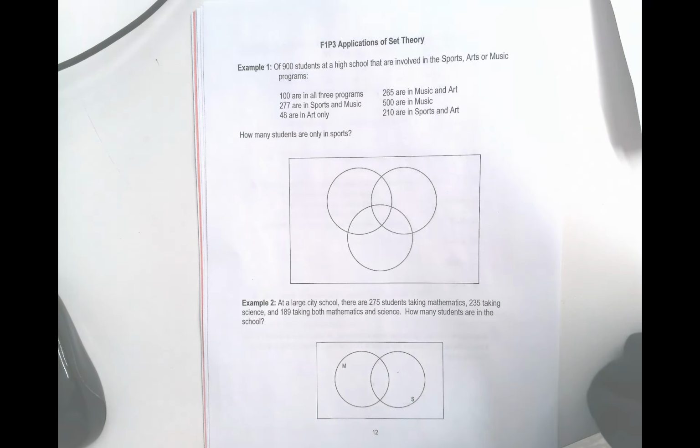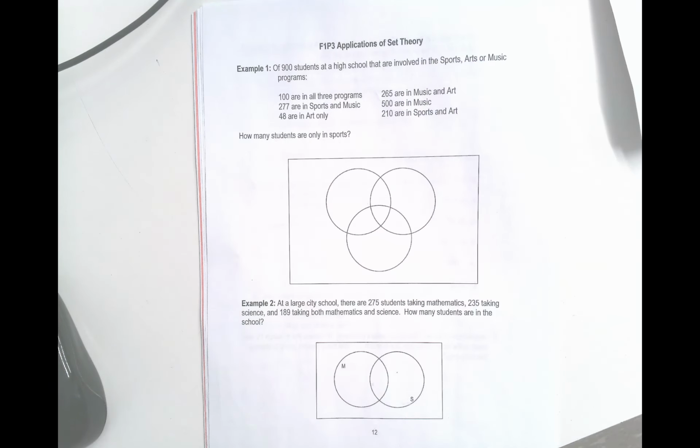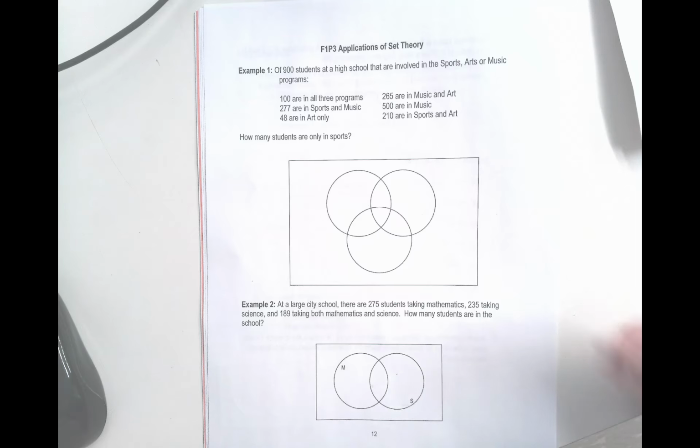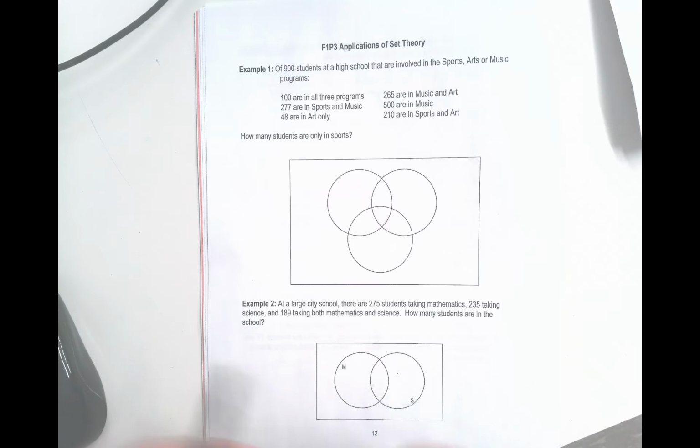All right, everybody, this is the last lesson in F1. We're going to look at applications of set theory, and we're going to be focusing again on Venn diagrams and problems involving numbers that we're going to have to sort out. We're going to put them into each of the categories.